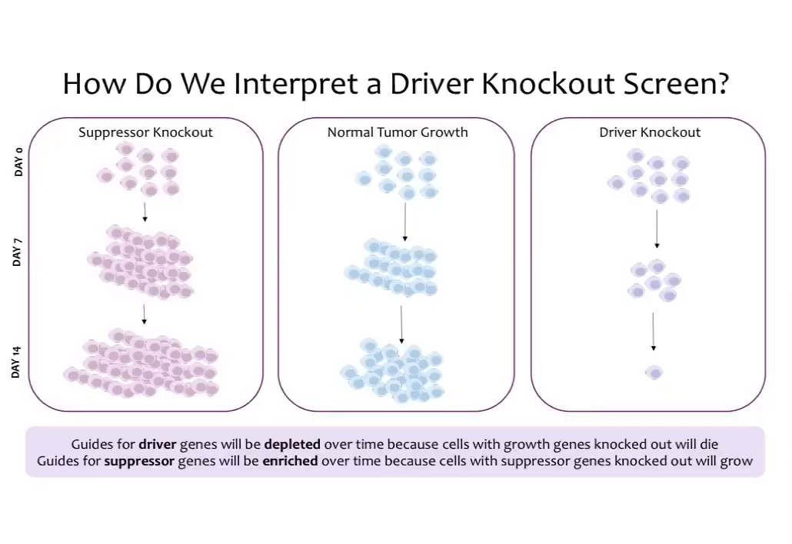Okay, so now let's understand how we interpret this, because this is really the hardest part of understanding a CRISPR screen: how do you interpret the screen? We send all of these different guides for sequencing, and what does it all mean? So let's start by talking about normal tumor growth.